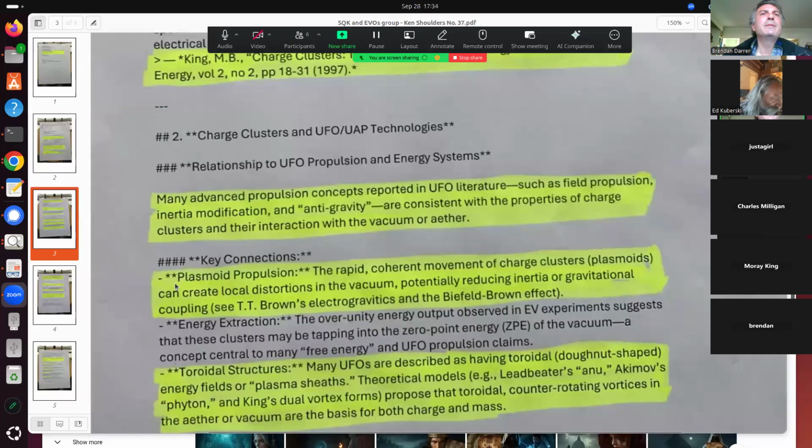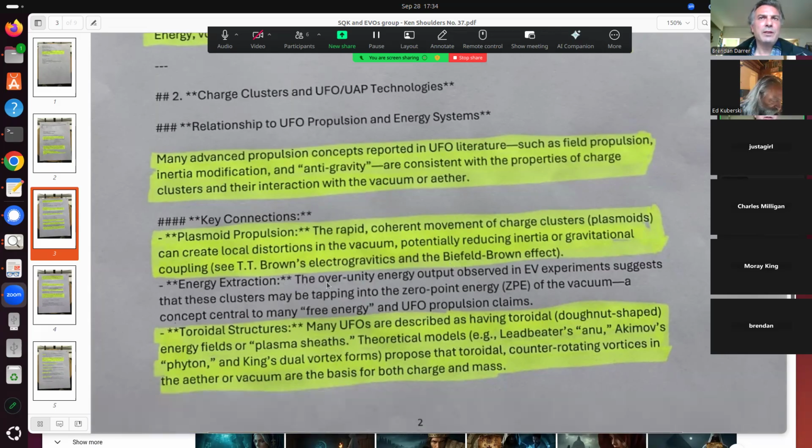Key connections. Plasmoid propulsion: the rapid coherent movement of charge clusters, plasmoids, can create local distortions in the vacuum, potentially reducing inertia or gravitational coupling. See Townsend Brown's electrogravitics and the Biefeld-Brown effect. Energy extraction: the over-unity energy output observed in EV experiments suggests that these clusters may be tapping into the zero-point energy of the vacuum, a concept central to many free energy and UFO propulsion claims.